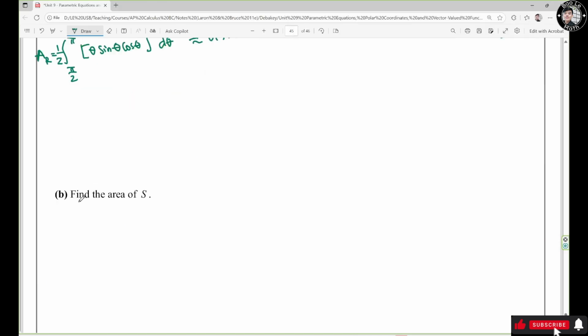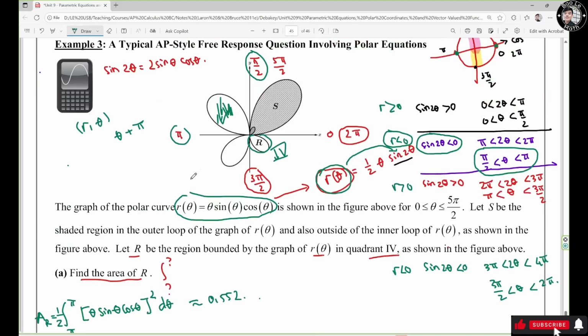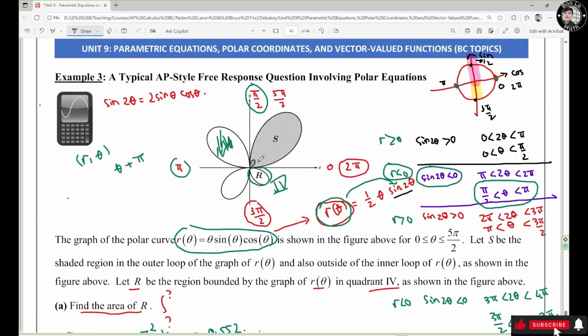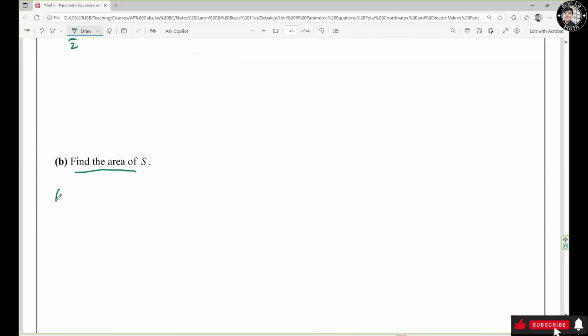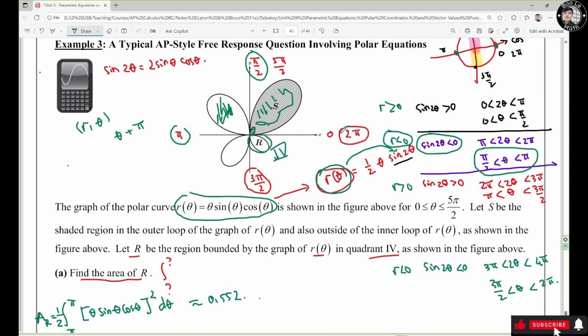Now let's move on to the next one. Find the area of the region S right here. The region S is the shaded one right here, inside the bigger petal and outside the smaller petal. So this is actually the area of the bigger one subtract the area of the smaller one, right? So you have the area of the region S equals 1/2 the bigger one, which means from 2 pi to 5 pi over 2.